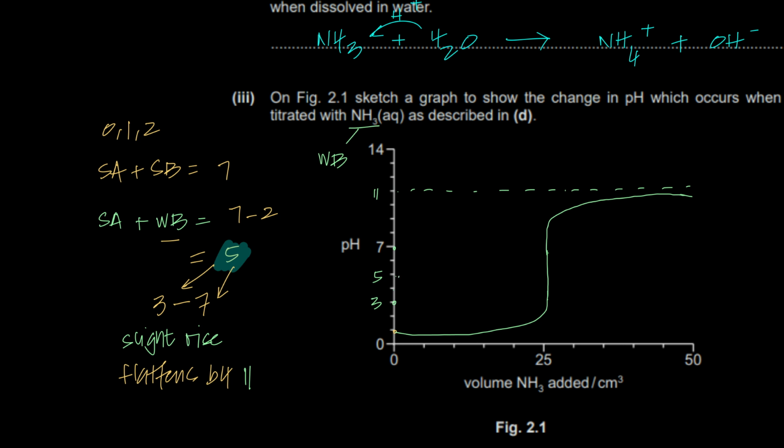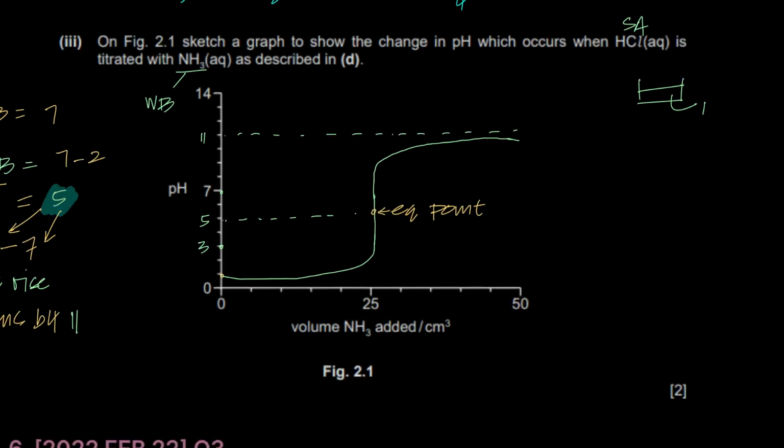And you have to tell the examiner where the equivalence point is. So this fella is my equivalence point right here. This is equivalence point, and you have to show it to the examiner right here. That's it. That's how easy it is to get 2 marks.